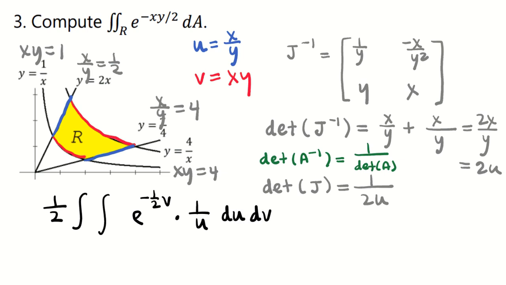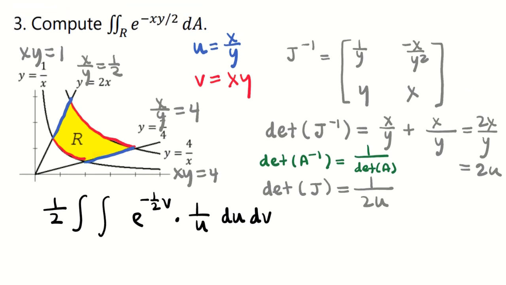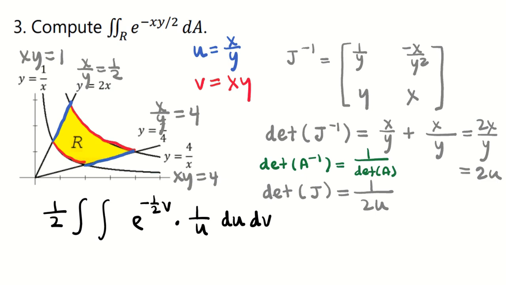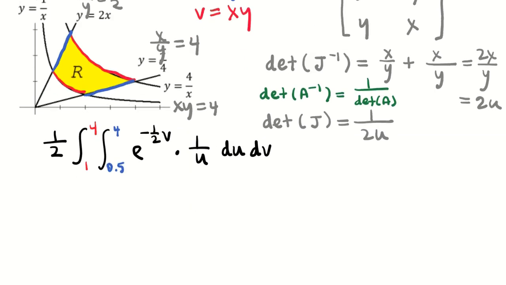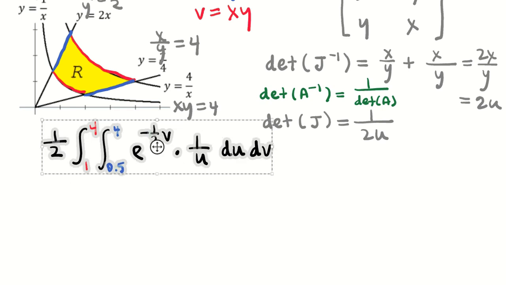U runs from a half up to 4, and v runs from 1 to 4. Yeah, because v is the xy. Yeah, I see it now. Okay, I'm definitely going to need more room, and maybe I'll just kind of focus on this integration now.